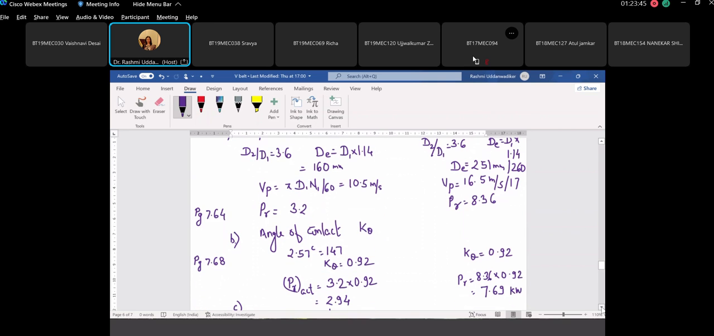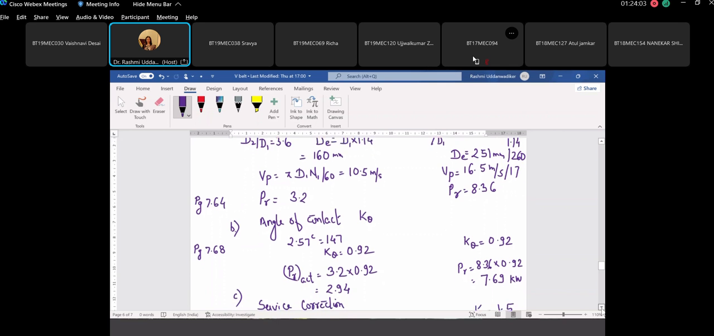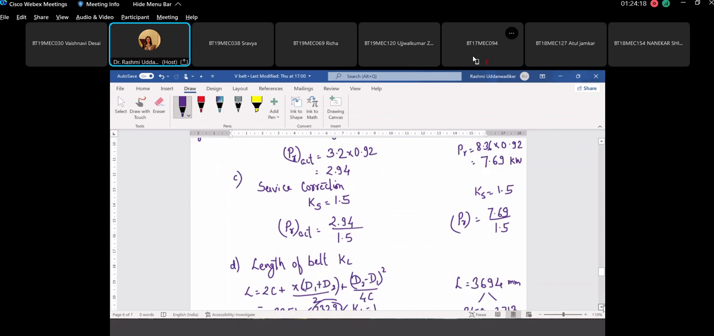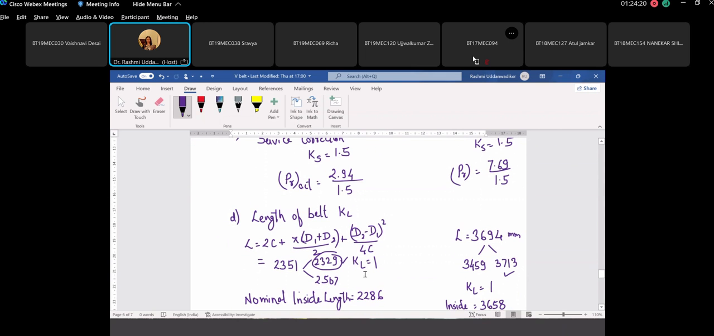Then for angle of contact, K theta, we convert this theta to degrees and see that for 180 degrees K theta is 1, for 147 degrees K theta is 0.92. So this power transmission capacity further reduces by 8%, and comes out to be 2.94 and 7.69 for B and C cross sections. Next is the service condition. Depending upon the RPM and the driving and driven machinery, we got the service factor as 1.5, which will further reduce the power transmission capacity. And next is the length of the belt correction factor.